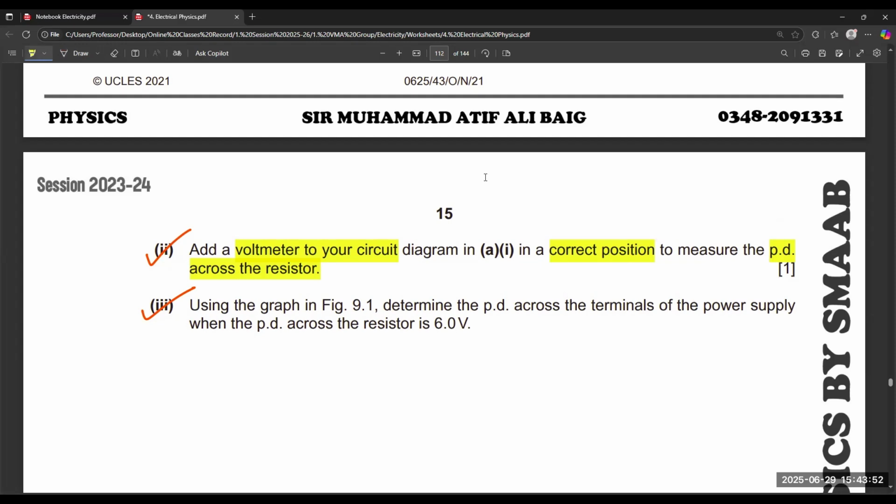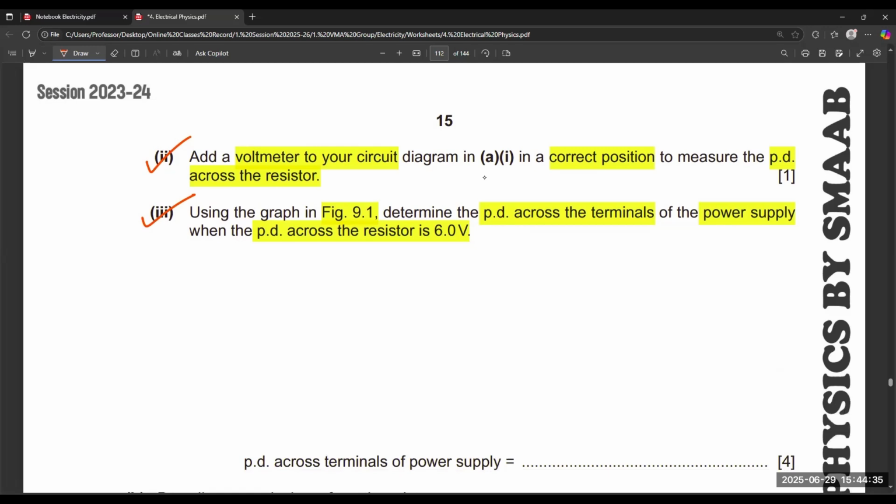Now, third part, using the graph in figure 9.1, determine the potential difference across the terminals of the power supply when the potential difference across the resistor is 6 volt. So now you can take the help from the graph and find out the potential difference across the terminals of the power supply. It means the total voltage, basically, when the potential difference across the resistor is 6 volt. So the resistor voltage is given, which is 6 volt, and the other components are unknown, and we have to find out the voltage of the thermistor and filament lamp. So basically two quantities are unknown. And you can see this question is for 4 marks.